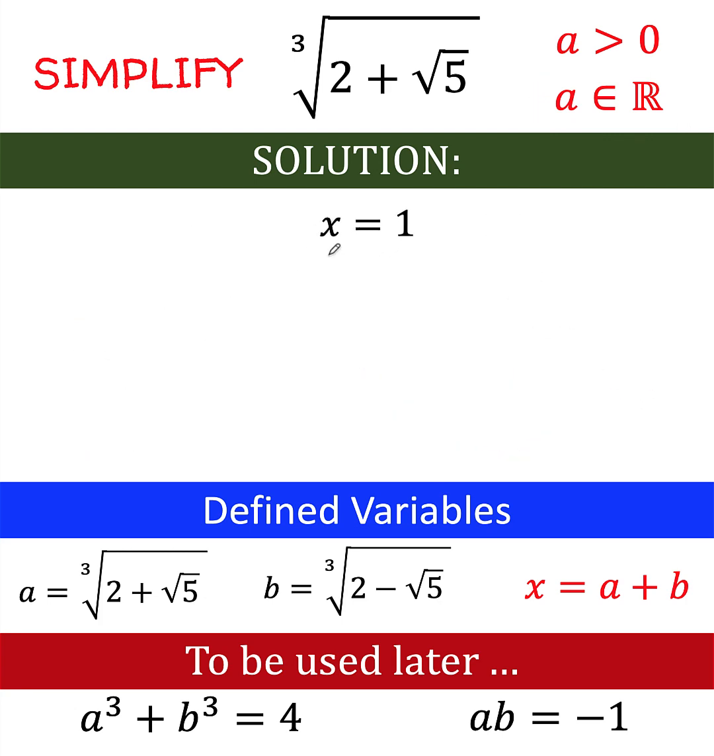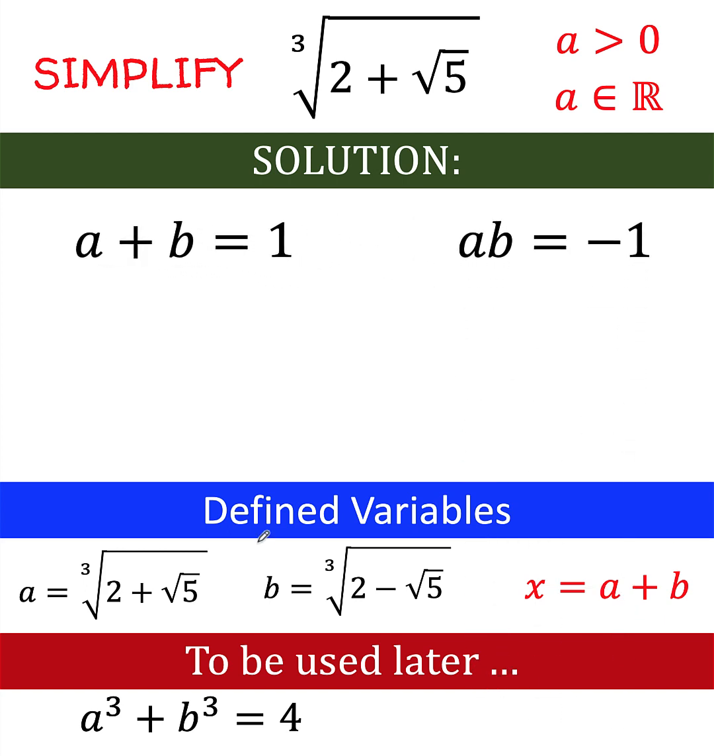So we now know that x is equal to 1, and x is equal to a plus b. So 2 quantities that are equal to the same quantity are also equal. Also, we know that ab is equal to negative 1. So we now have here a system of 2 equations in 2 variables which can be solved easily.